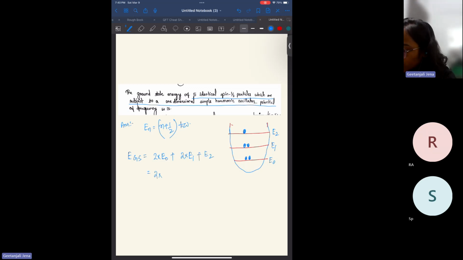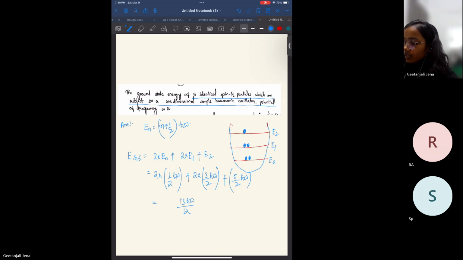So that means 2 times E0 is half h cut omega. 2 times E1, n is 1, so it will be 3 by 2 h cut omega, plus E2 is 5 by 2 h cut omega. That means this will be (1 plus 3 plus 5 is 9, plus 4) 13 h cut omega by 2. This is the ground state energy of this system.